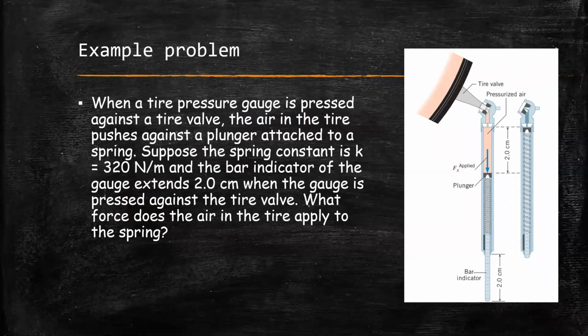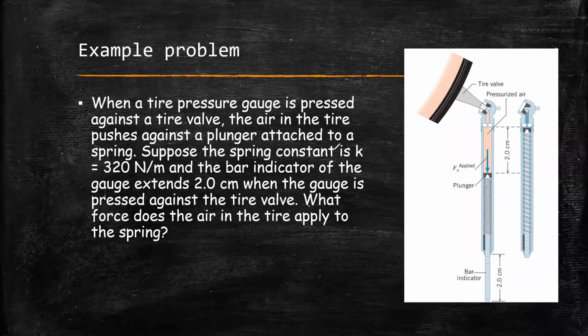Now, let's have an example problem. When a tire pressure gauge is pressed against a tire valve, the air in the tire pushes against a plunger attached to a spring. Suppose the spring constant is k equals 320 Newtons per meter and the bar indicator of the gauge extends 2 centimeters. When the gauge is pressed against the tire valve, what force does the air in the tire apply to the spring?